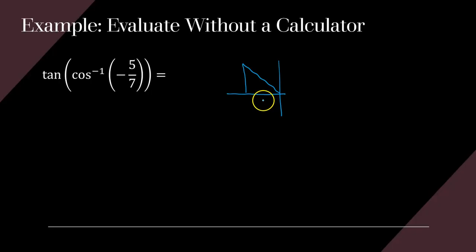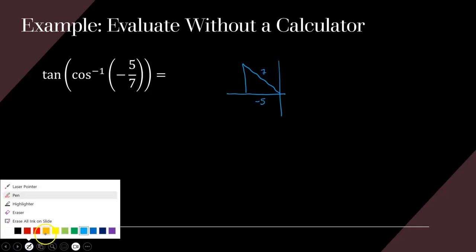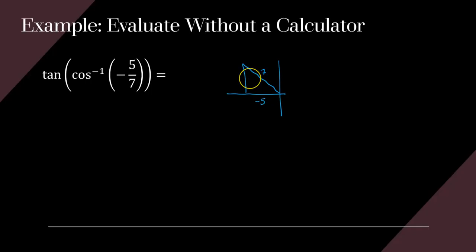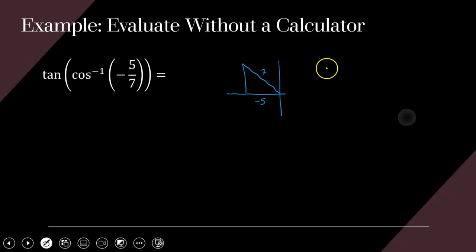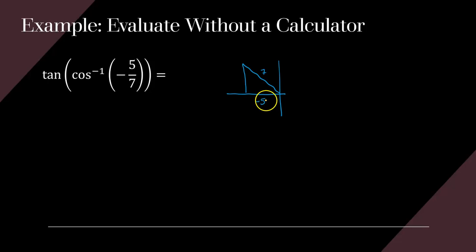Remember, cosine is adjacent over the hypotenuse. That means the adjacent leg, since it's to the left, is negative 5. The hypotenuse is always positive. So we're going to use the Pythagorean theorem to figure out the other side length. This time I'm going to call that b. It really doesn't matter. So a, when you square it, remember when you square a negative, it becomes a positive. So that'd be 25 plus b squared equal to 49.